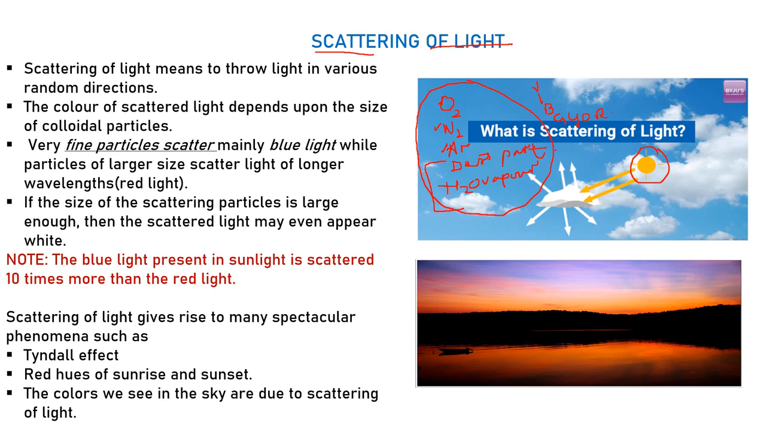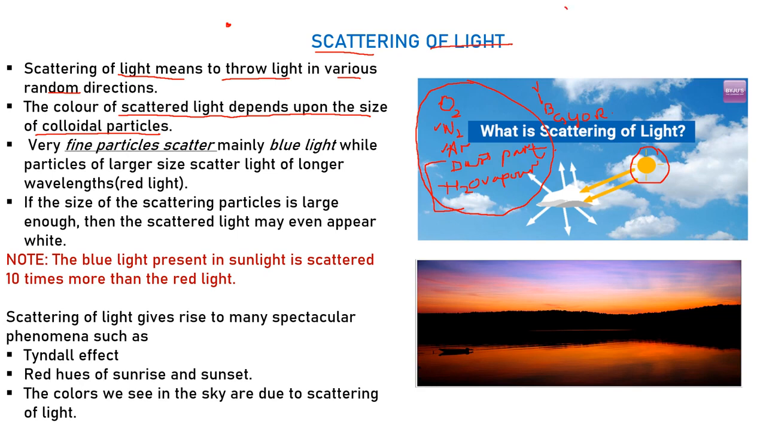So let's see why the sky looks blue. Scattering of light means to throw light in various random directions. We all know that, right? We have done this. The color of the scattered light depends upon the size of the colloidal particles. We have seen that if the colloidal particles are small, they are going to scatter light rays with a small wavelength. Now let's do the wavelength.